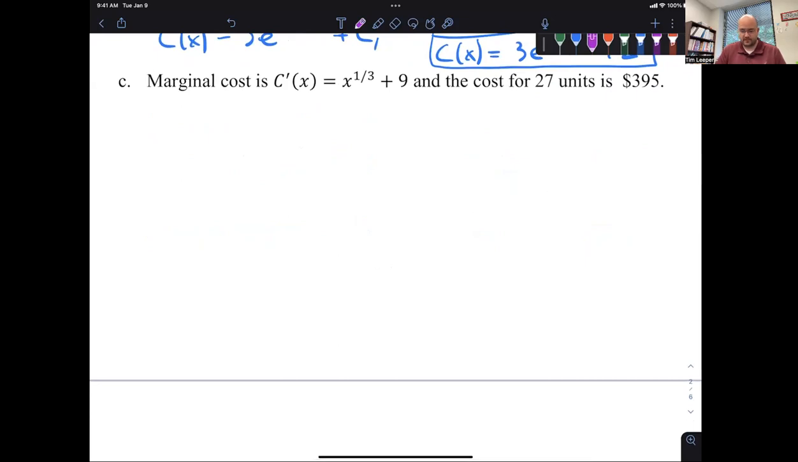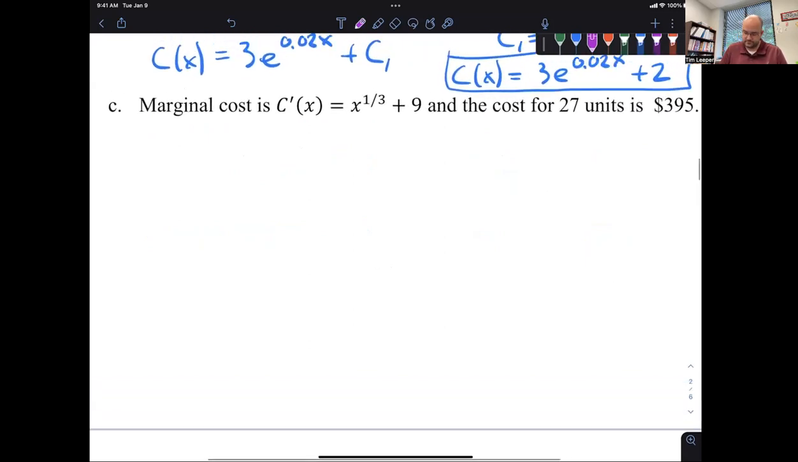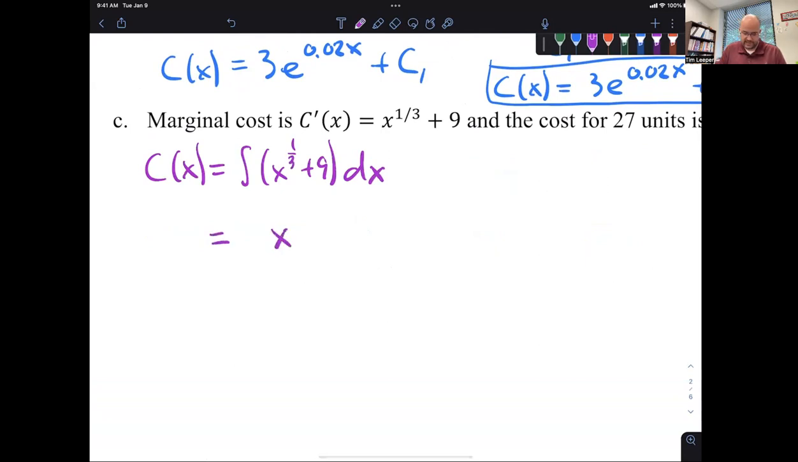Letter C is the marginal cost is c prime of x equals x to the 1/3 plus 9, and the cost for 27 units is $395. Again, the marginal cost is going to tell me the cost function, mostly. So we have the integral of x to the 1/3 power plus 9 dx. So for the overall cost, we add 1 to the exponent, making that 4/3. And then the reciprocal out front, which is 3/4, plus 9x plus a c1 here.